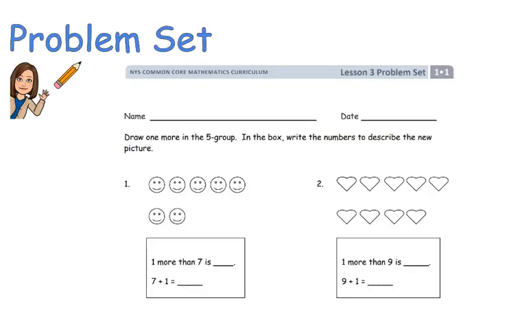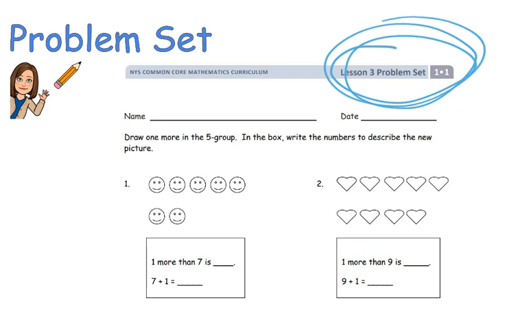Now open up your workbooks. And you need to find lesson number 3. It'll have this up on the top here. Okay. So now please write your name at the top.